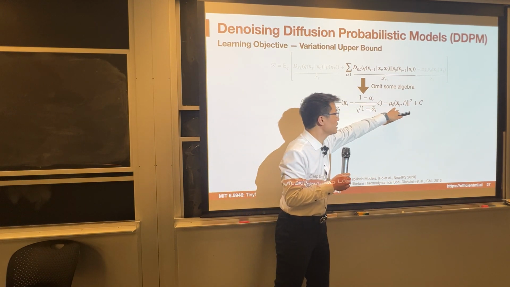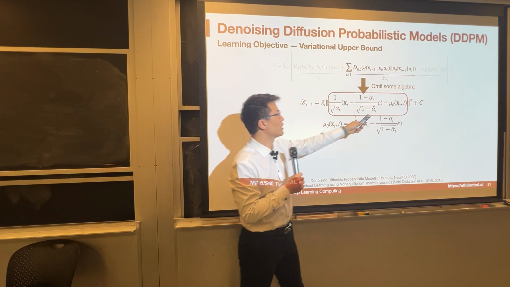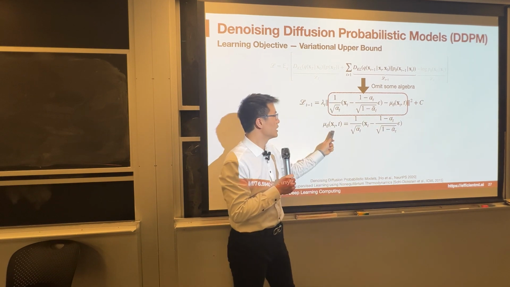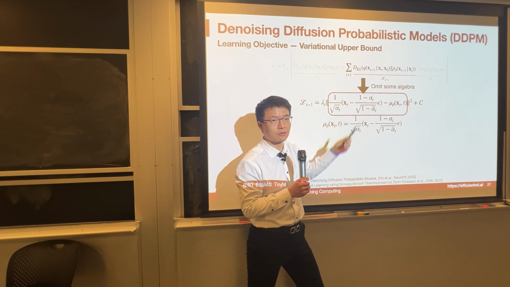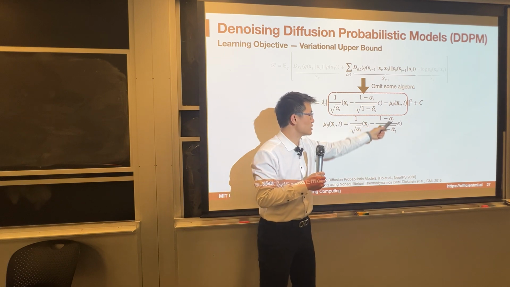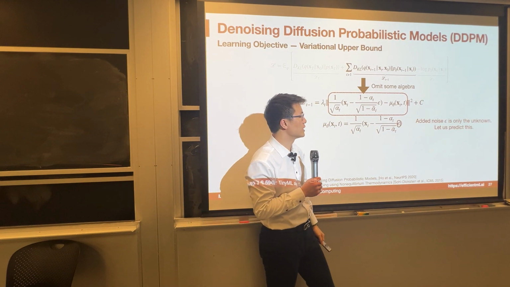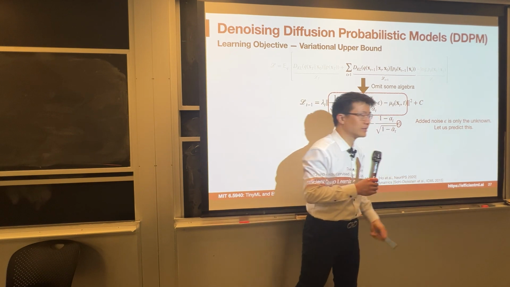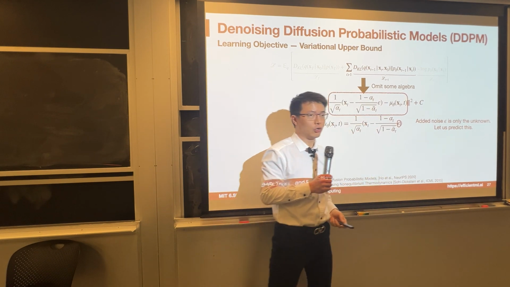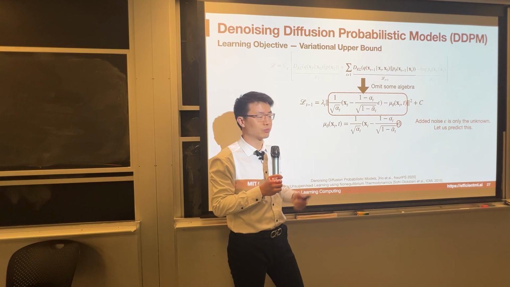And trying to minimize this square term, we want to make this mu theta xt equal to this big term, so that you have the square that is minimized. Notice this epsilon is the noise. The added noise is the only unknown. So that's the goal our neural network is going to predict.